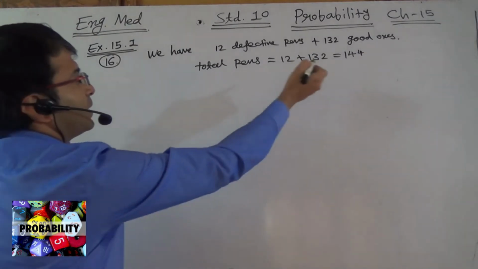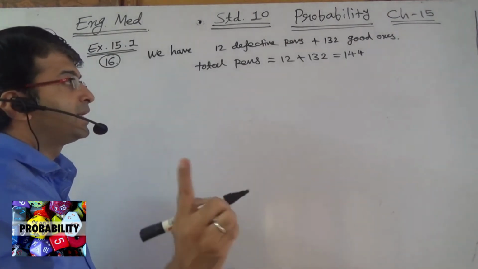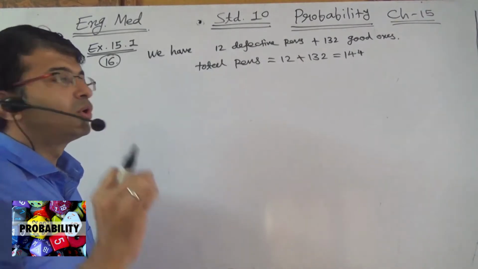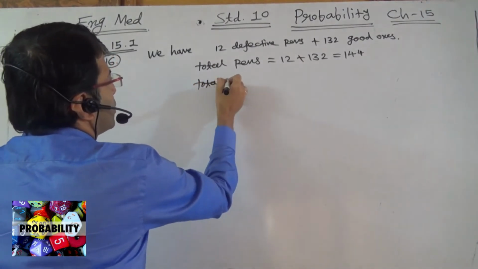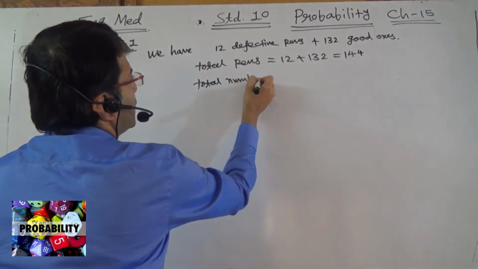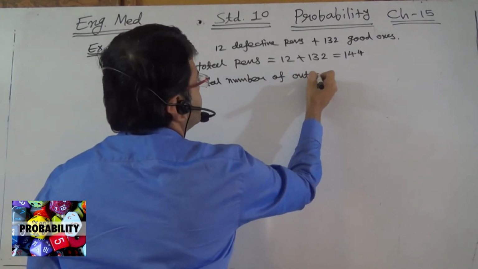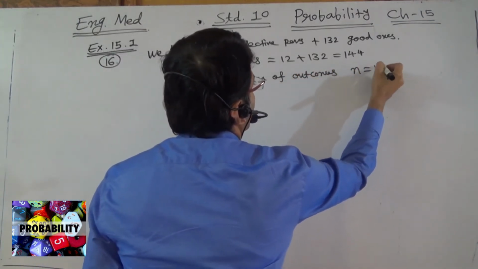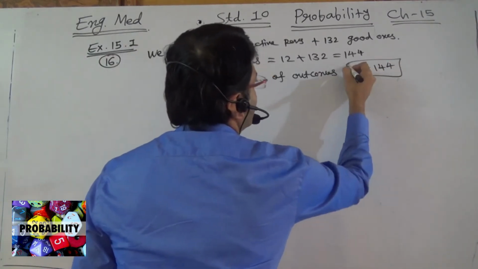So we have total pens, and now we want to select only one pen at random. At random means हमको बिना देखे एक पेन हमको लेनी है. So here total number of outcomes, n equals 144.